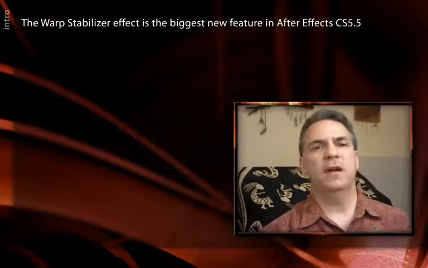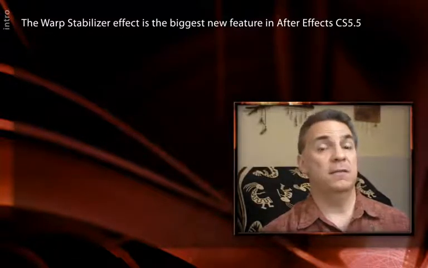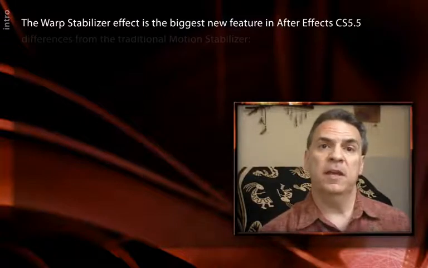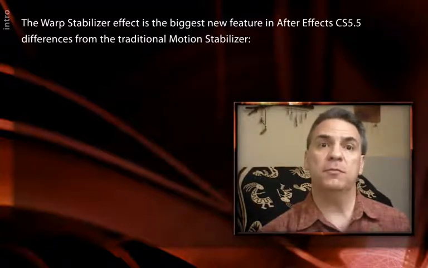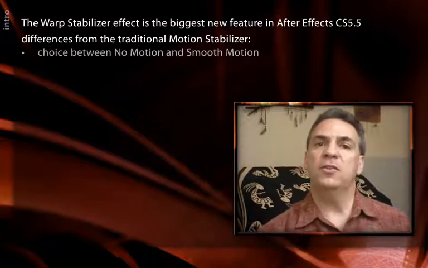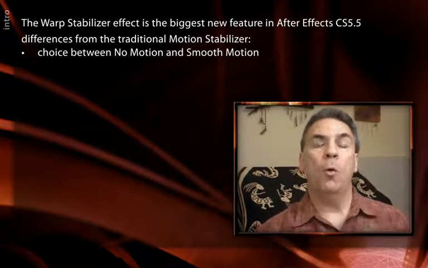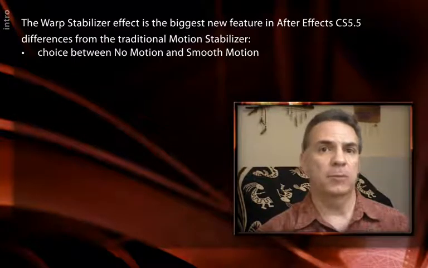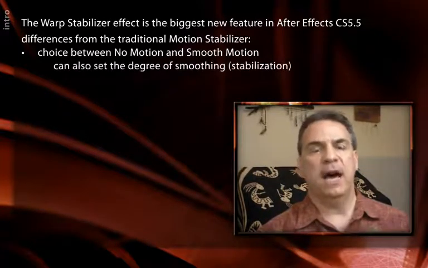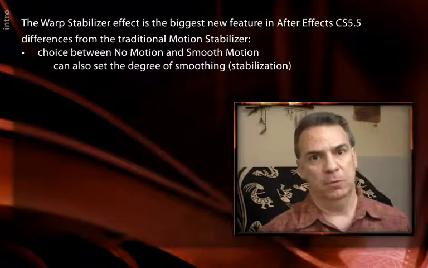The headline new feature in After Effects CS 5.5 is definitely the new warp stabilizer effect. It differs from traditional stabilization in a few different ways. One, you can decide whether or not the resulting shot is completely locked off and stable, or whether it retains some of the original camera motion. You can even dial in how much smoothness you want in that motion.